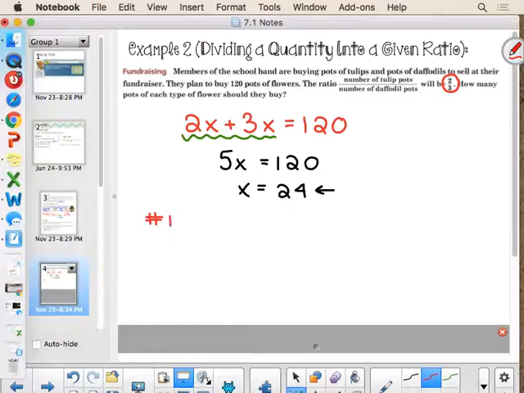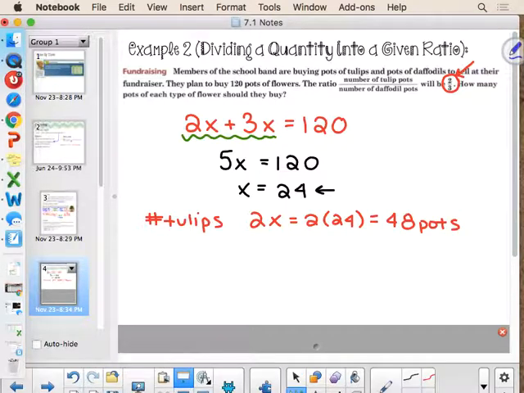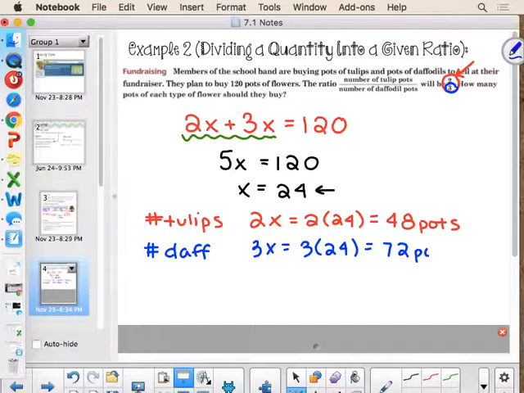So, number of tulips. Because the number of tulips was in the numerator part of my ratio, I'm going to multiply 2 times my x value to get the number of tulips. So 2 times 24 tells me 48 pots. Now I'm going to do the same thing for the daffodils. Number of daffodils. Because that was representing the denominator of my ratio, we have 3 times x, so 3 times 24, getting us 72 pots.